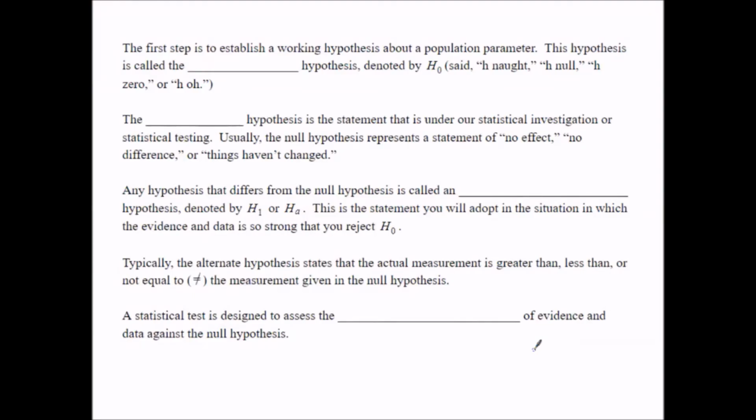All right, so this is an introduction to statistical testing, or hypothesis testing. The first step is to establish a working hypothesis about a population parameter. This hypothesis is called the null hypothesis, N-U-L-L, denoted by H with a little subscript 0. I'm going to say it as H naught. You might hear some people say H null, H 0, or H O, but I have been saying H naught for a while.